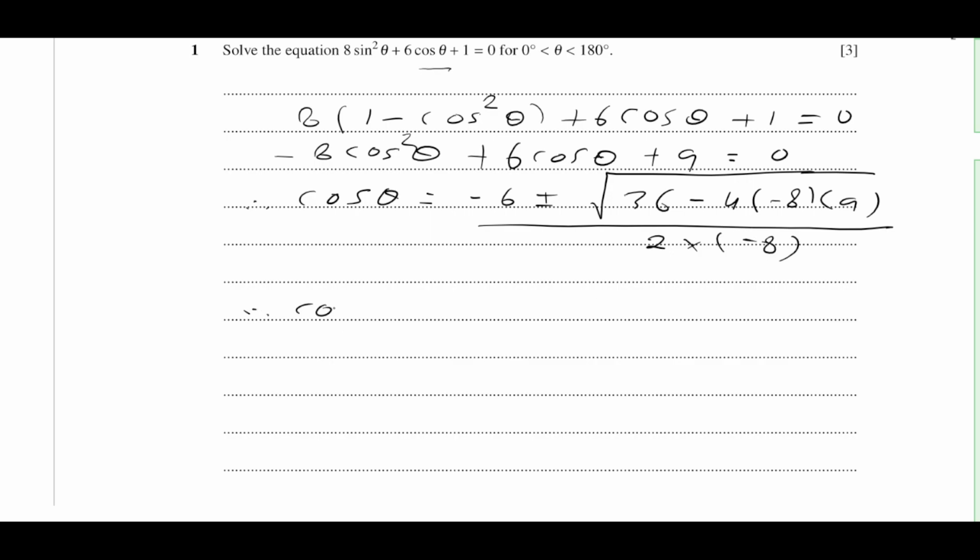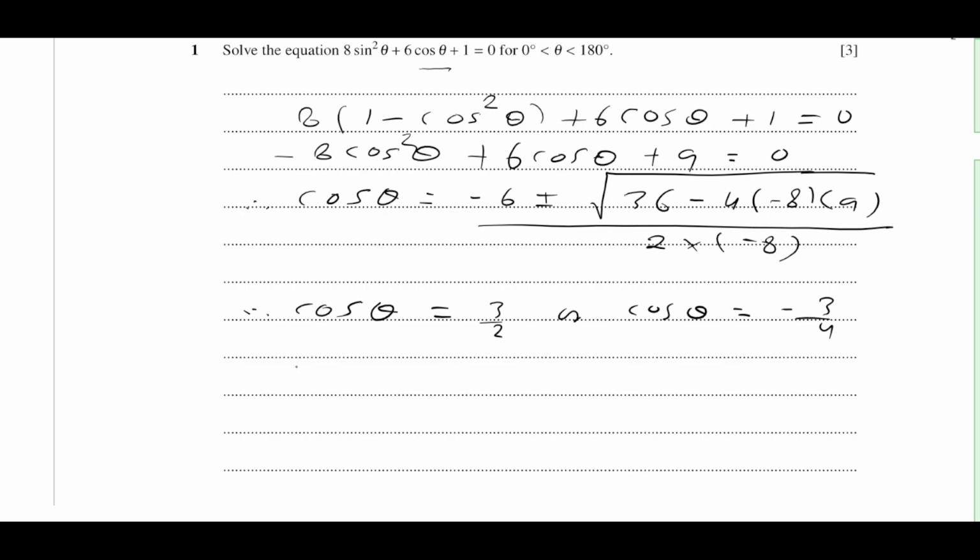Okay, so therefore cos theta, or we can use our calculator. Better we use our calculator, and in the calculator we will substitute these values. So here a is minus 8, b is 6 and c is 9. So let me put these values: x square plus bx plus c, so minus 8, plus 6, and plus 9. Okay, so here I get cos theta as 3 divided by 2 or cos theta as minus 3 by 4.